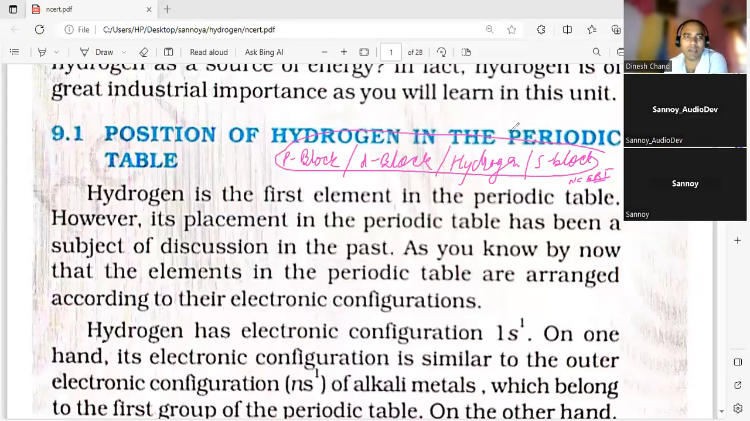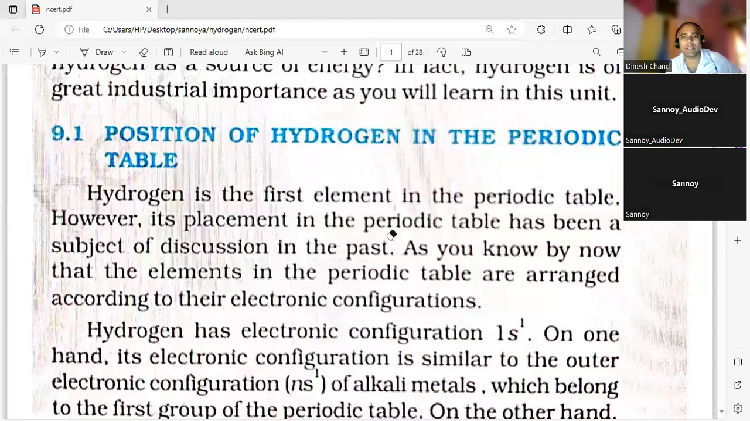Yesterday something we have done, a little bit we are going to revise that also. The first point is the position of hydrogen in the periodic table, that I explained to you, how the position of hydrogen in the periodic table is a little ambiguous. Okay, why is it ambiguous? Because it shows properties similar to some other elements also. What are the group 17 elements?